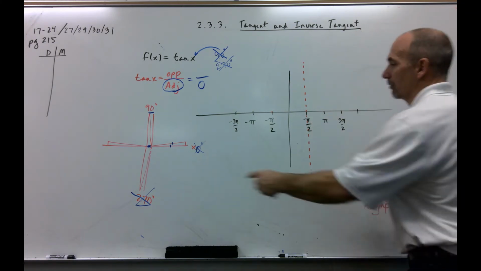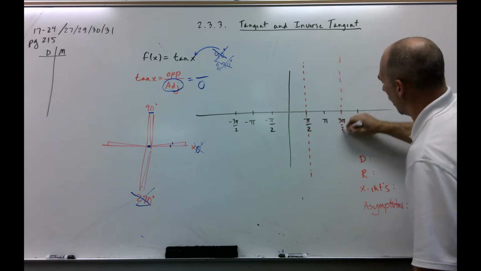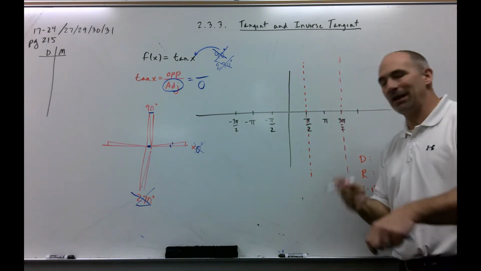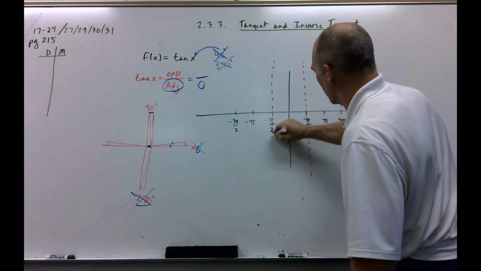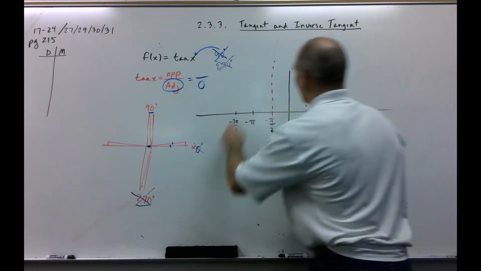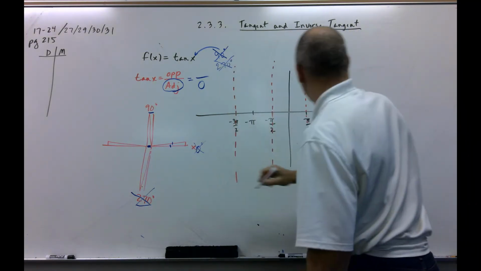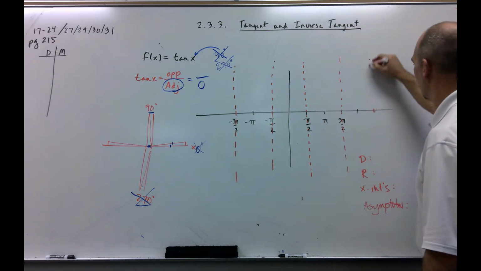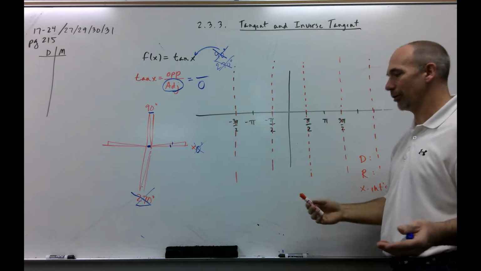But we also checked out 270. It's right there. Now, because this is a timed videotape, I'm just going to tell you, negative pi over 2 would just take you to 270. So we'd have another asymptote here, and every chunk of pi, we would have another asymptote. So that's how you would get started.